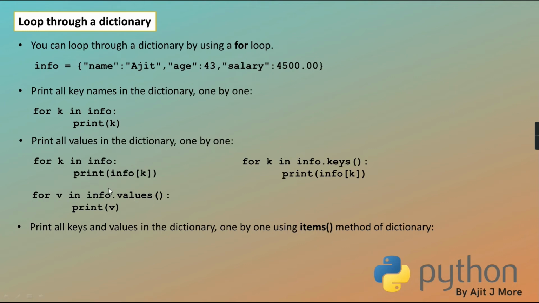Info.values returns an object of class dict values. Info.keys returns an object of class dict keys, but dict keys, dict values and dict items all are iterable objects. See, if I write it in a for loop, for k, v in info.items, info.items is going to return one iterable object of class dict items, in which there are tuples: key value, key value, key value.